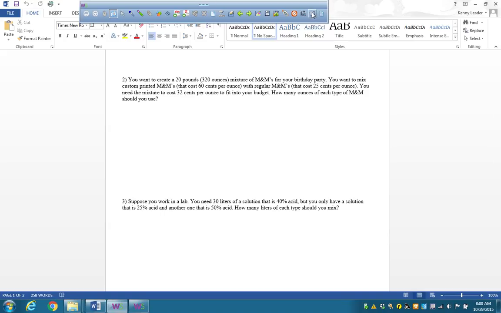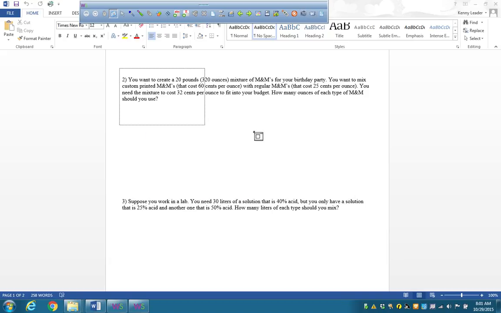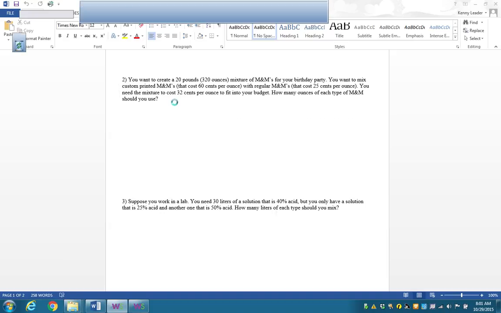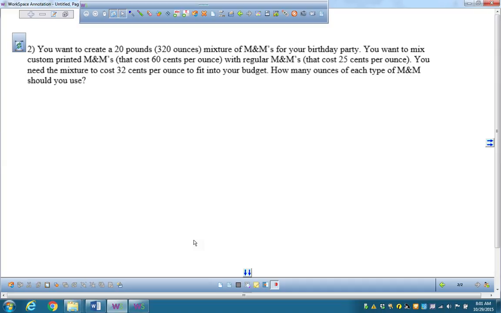So these ones, these mixture problems, can get kind of scary, okay? So this is a mixture problem. The next one isn't too bad, but it's a mixture problem.